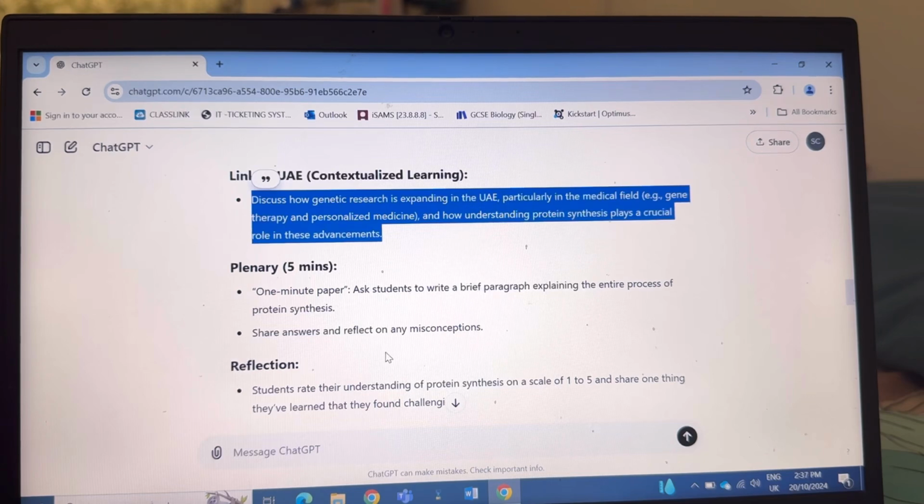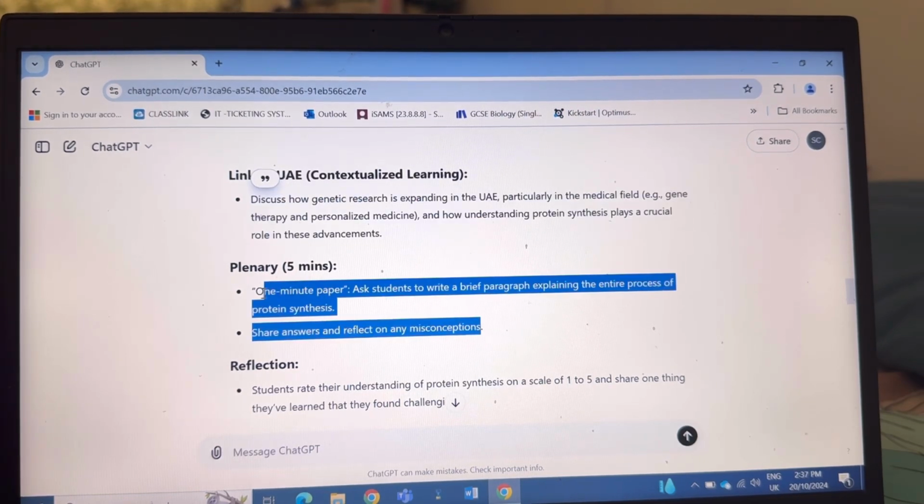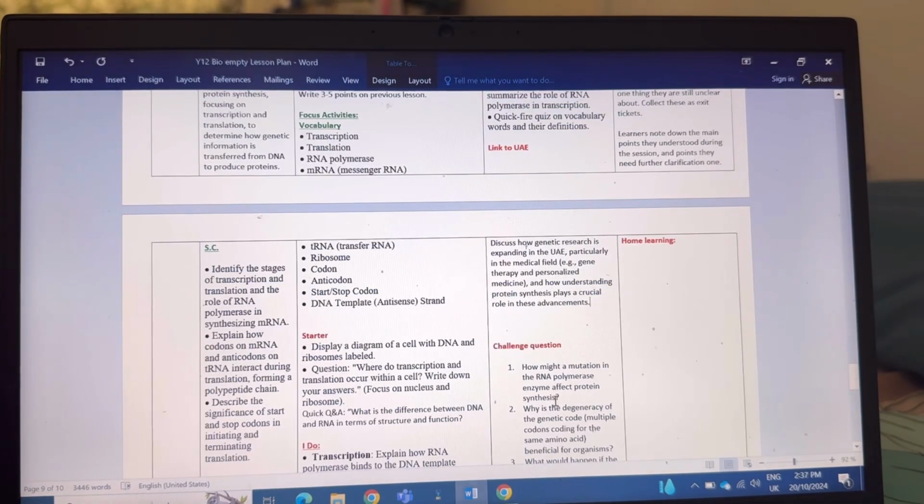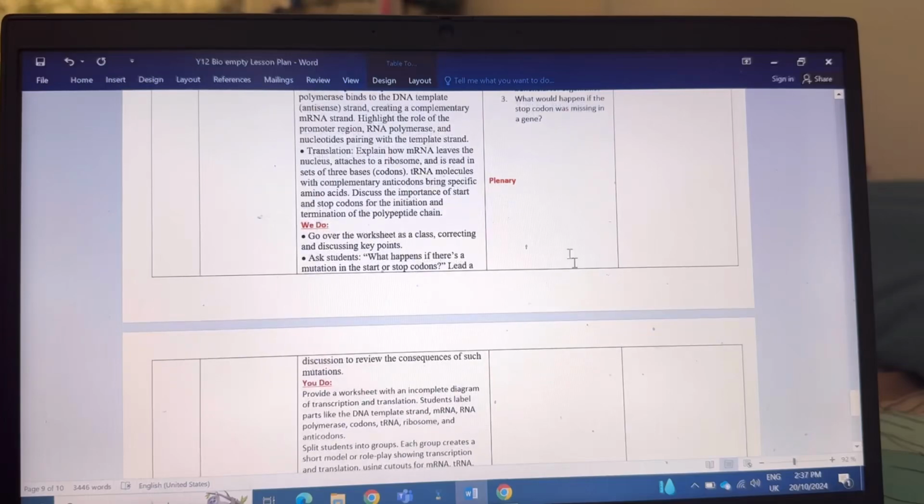Plenary again. It has suggested only one plenary, so I can just copy it as it is. Again, you are free to modify this according to your need. If something given by ChatGPT is not good, you can modify or change it. Here, 1 minute paper: ask students to write a brief paragraph explaining the entire process of protein synthesis. Very good one.